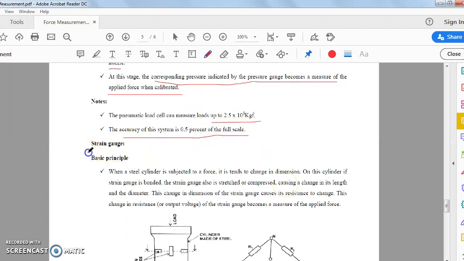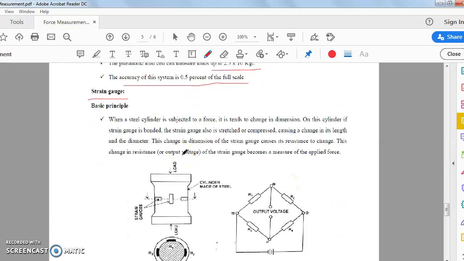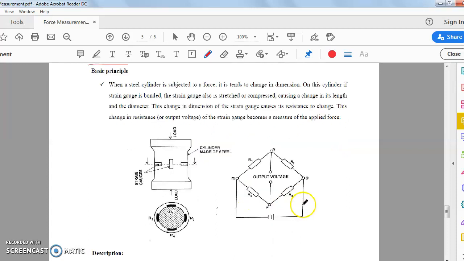Now, the most important thing is the strain gauge. You know, in the previous class I have already covered the strain gauge part. This is a Wheatstone bridge circuit. At each arm of the Wheatstone bridge, one strain gauge will be there, so its resistances are R1, R2, R3, R4. At the balanced condition, when there is no output voltage, R1 × R4 equals R2 × R3.